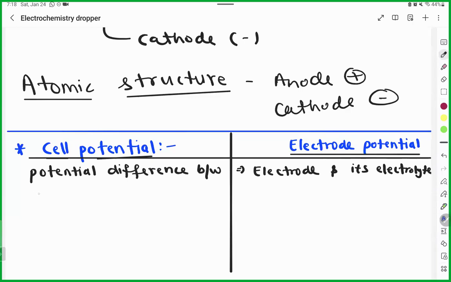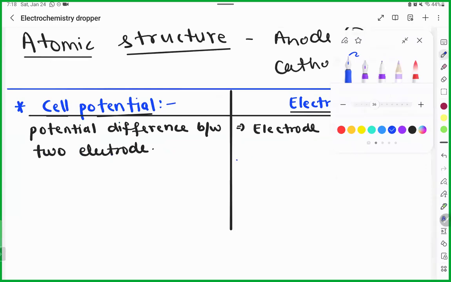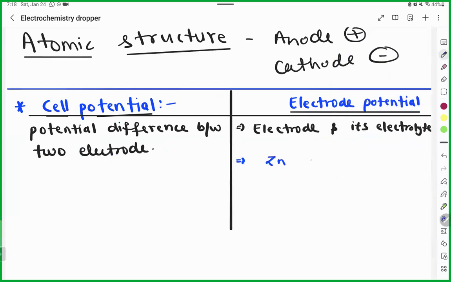Between two electrodes, not with electrolyte. Example, in case of electrode potential, either you take only zinc, then you are considering zinc and zinc 2 positive ion, or you are considering only copper, where you consider copper 2 positive to copper. Correct? So this is electrode potential.